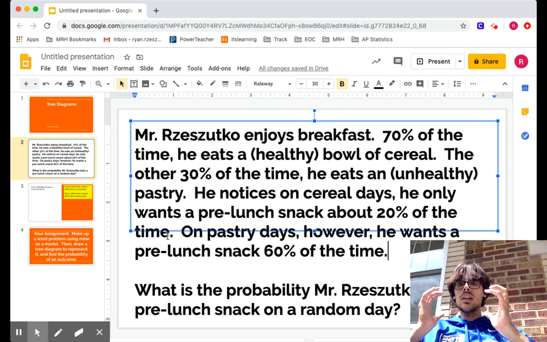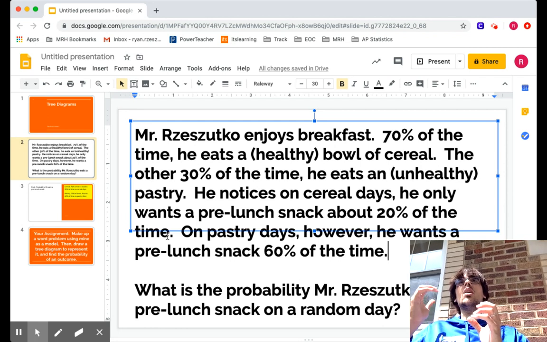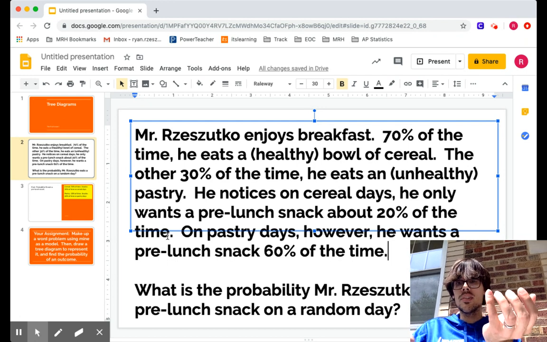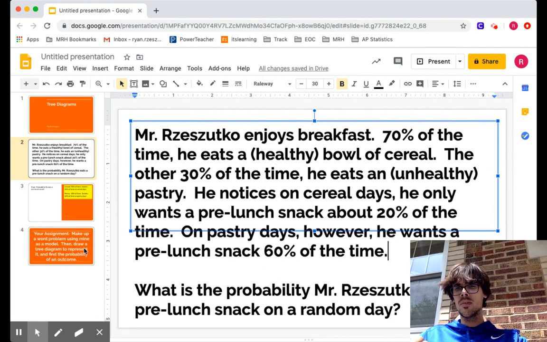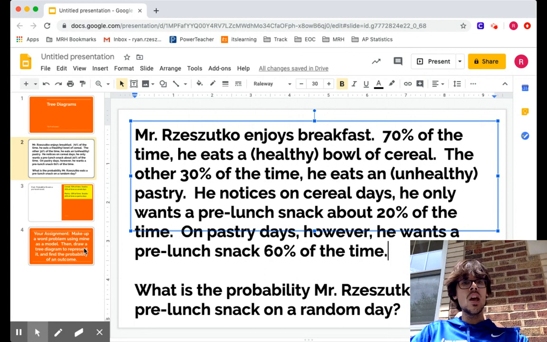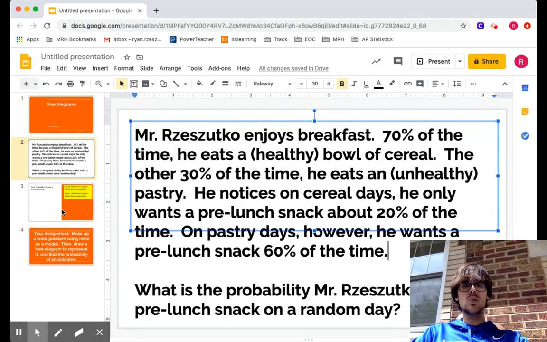So there's a lot going on in this problem because you have to keep straight, okay, what did you have for breakfast? And then, okay, did you have a snack or not? There's two different things at play right here. When you've got two events that go in an order like this, like I have to make my breakfast decision before I make my snack decision, a tree diagram can be a really useful thing.